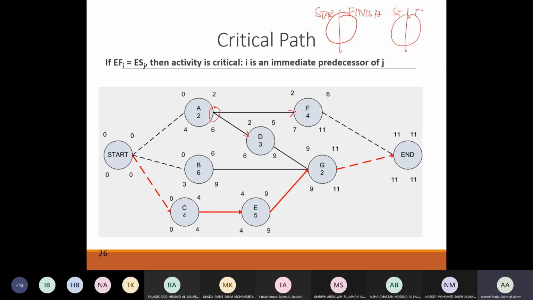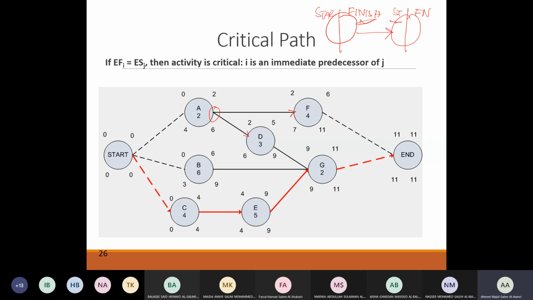So if this is start and this is finish, and you have a relationship between them, what's the relationship? It's finish to start. We kept saying it 100 times in the last class. I need to finish A to start F. I need to finish A to start D. I need to finish D to start G. I need to start B to finish G. I need to finish C to start E, and it goes on. I need to finish E to start G, right?